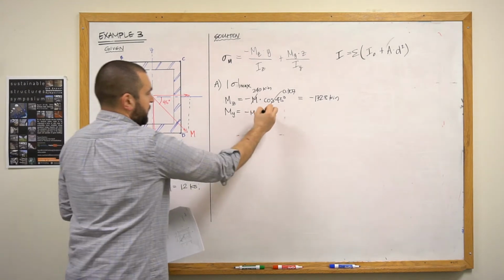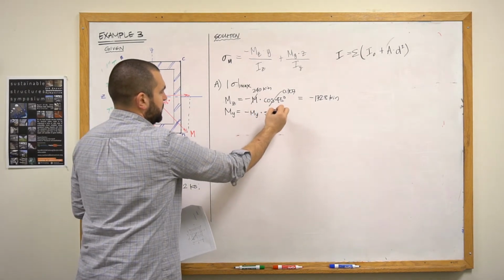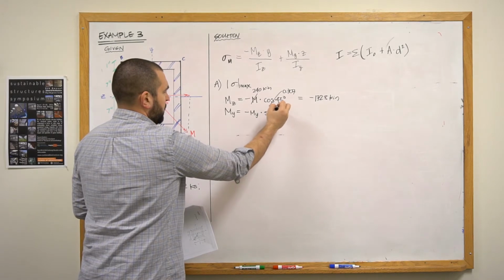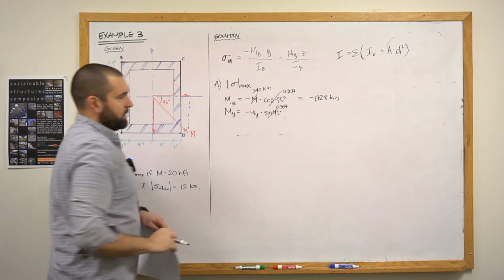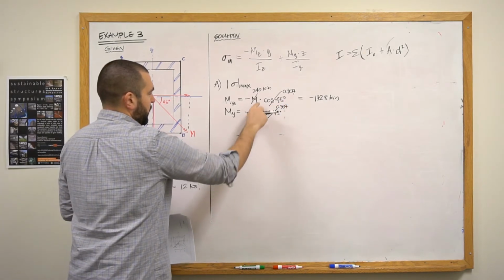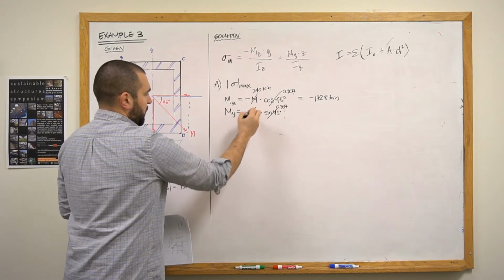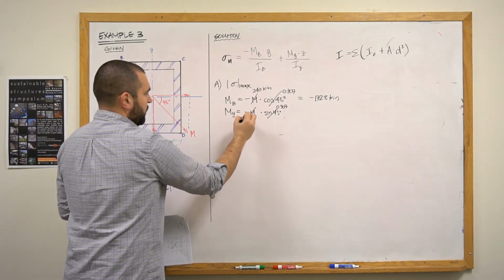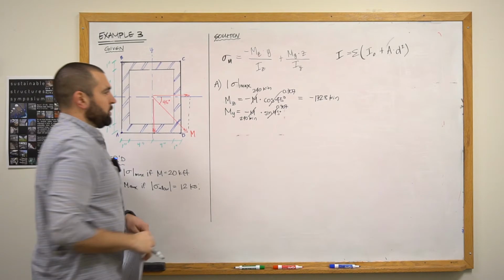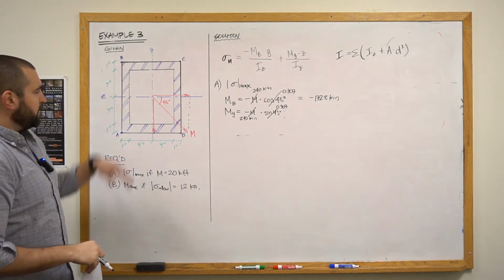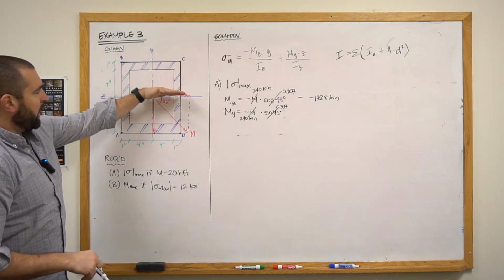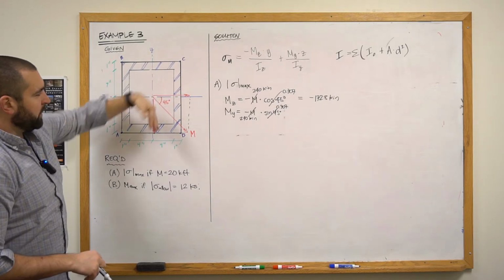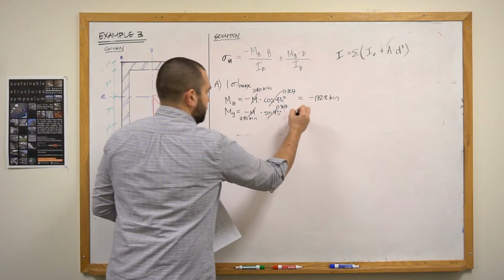Now for My, it's the same basic equation. We're doing sine of 45 instead of cosine, but as we all know, that is the exact same value, times M, which is 240 kip inches. So it ends up being the exact same magnitude, in the negative y direction.